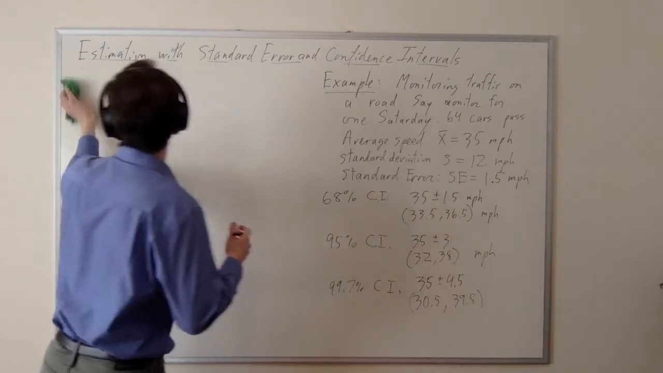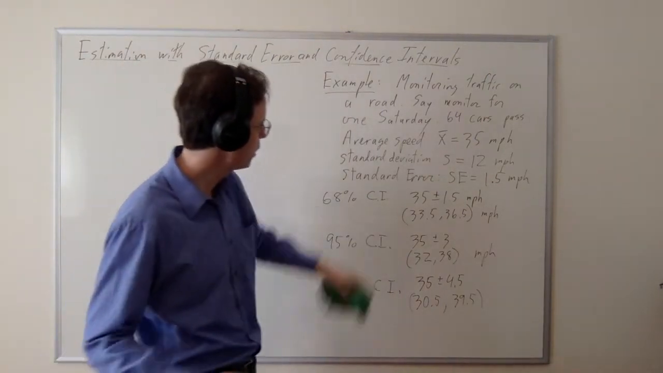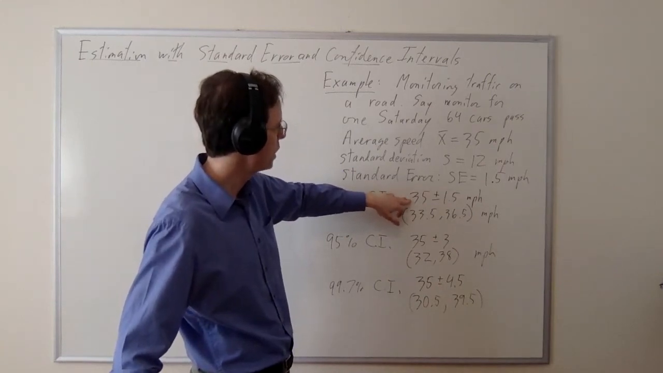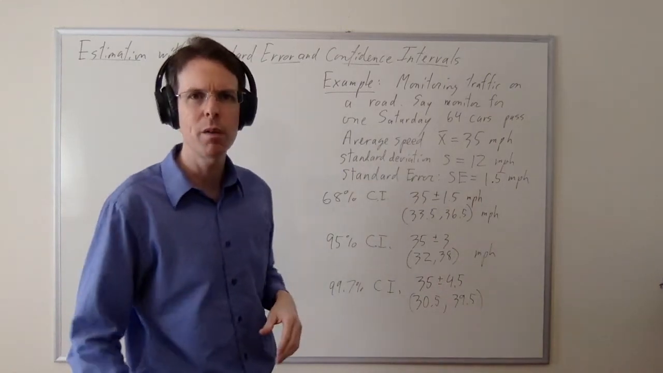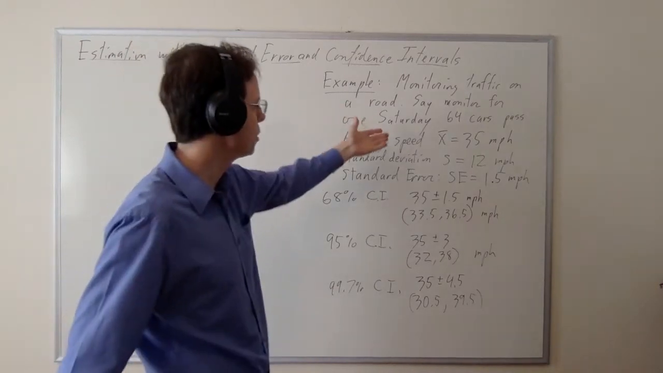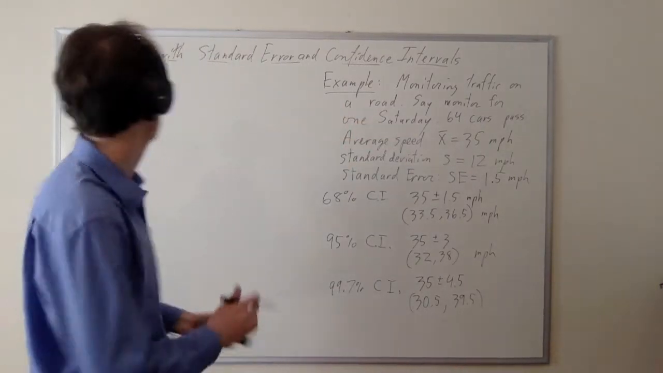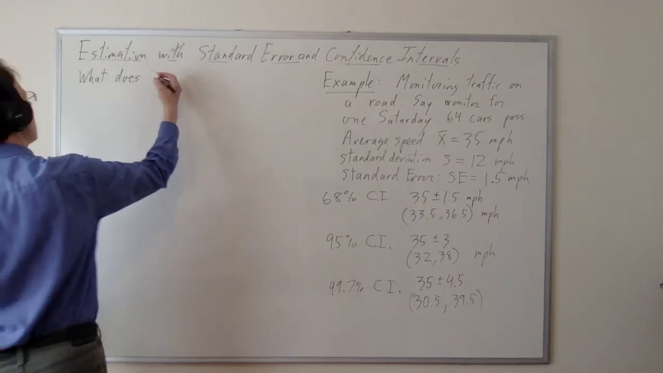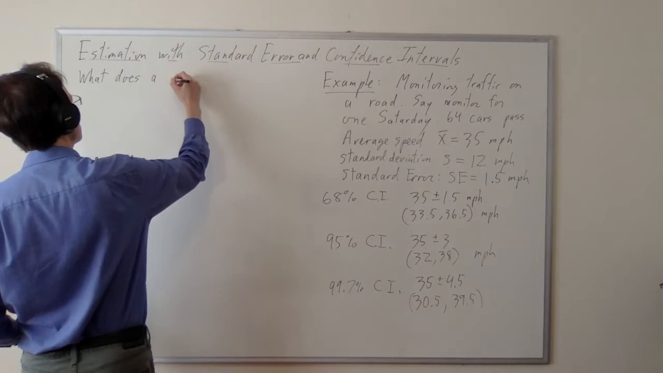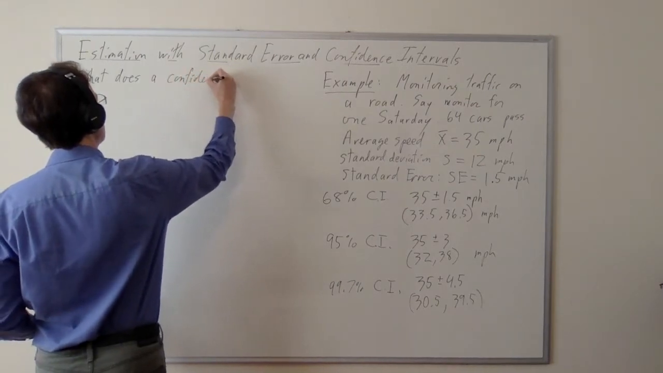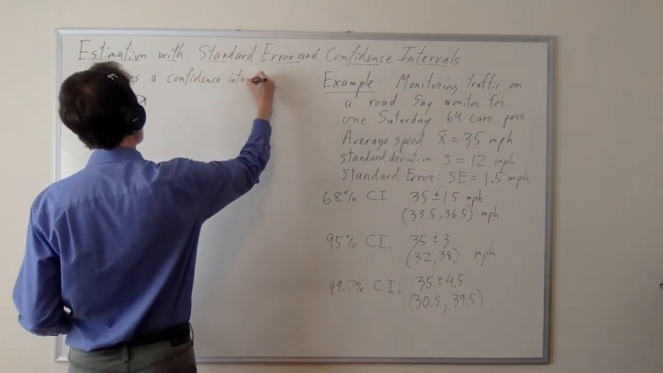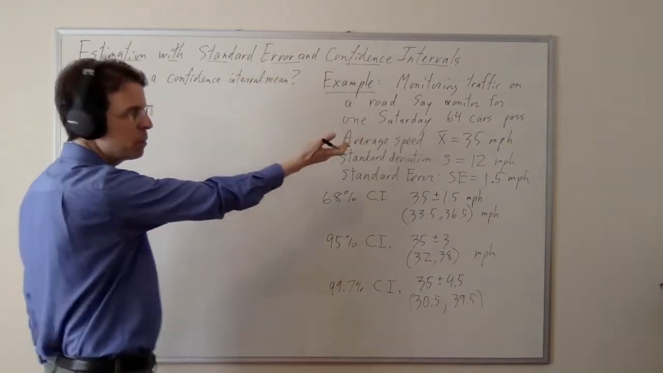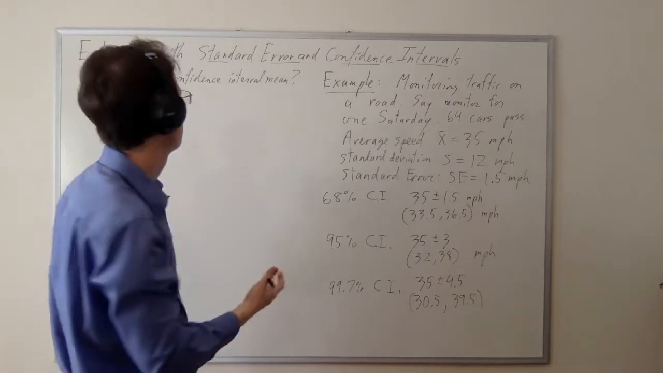So you might think it's strange to report that the average speed of a car on this road is 35 plus or minus 1.5. Isn't it strange to report that if we measured the average and found it to be 35? So this goes to the heart of what this stuff means. What does a confidence interval mean? Why are we reporting plus or minus anyway when we just have the measured value right there and it's 35?